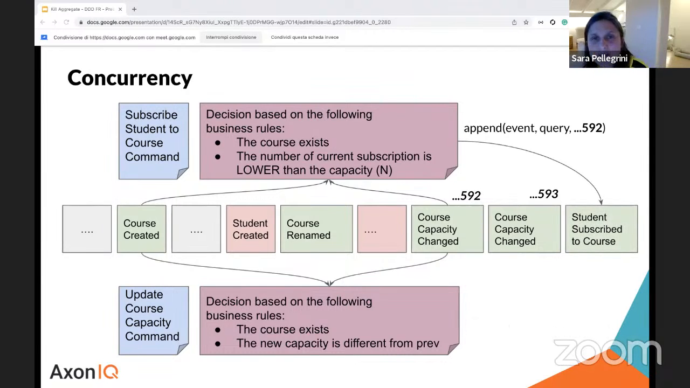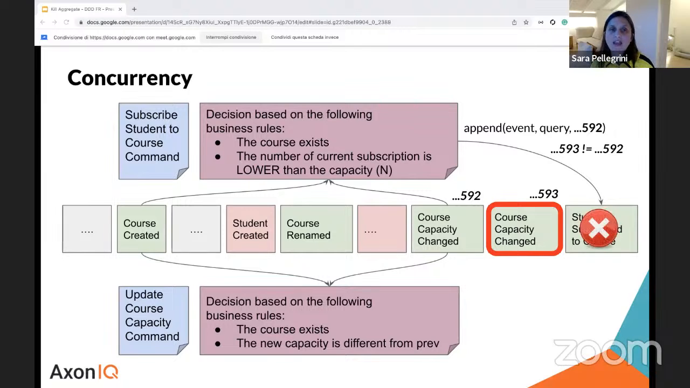But when the student subscribed to course command handler tries to publish its event, it also invokes the conditional append. It also loaded event number 592 as the last event. The event store now checks that at the time of the append, there is an event, the number 593, following the number 592, which is part of the query stream. And in this case, the event store rejects the append.